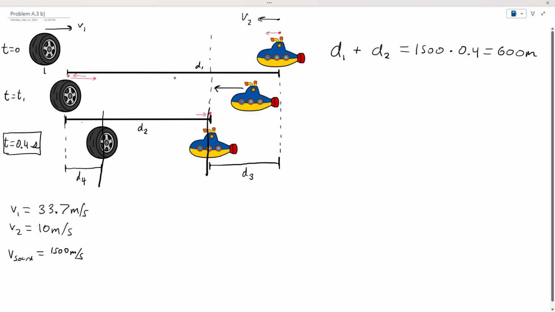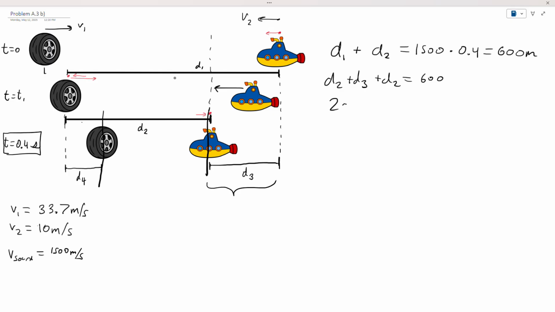So now we've found that d1 plus d2 is 600 meters, but we haven't found any of them separately. But we're going to use this length here, d3, to find d2. As you can see, d1 is simply d2 plus d3. Now we get that 2d2 plus d3 is equal to 600 meters.